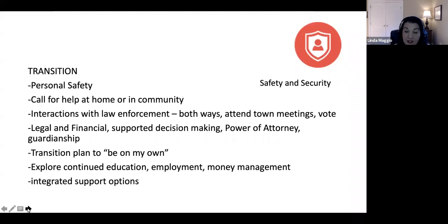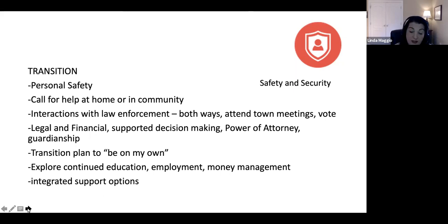Okay, moving on to transition. Now's the time to focus on the skills they can learn and practice to prepare to be their own person. Personal safety, there are personal safety training classes in person or online, and those are really helpful. Sometimes your town Parks and Rec will offer them. Want to make sure they know how to call for help at home or in the community. Interactions with law enforcement, both ways. If they're pulled over, how do you interact?